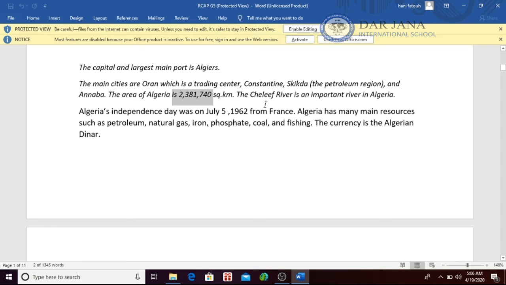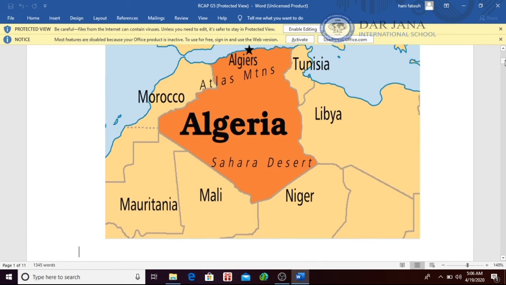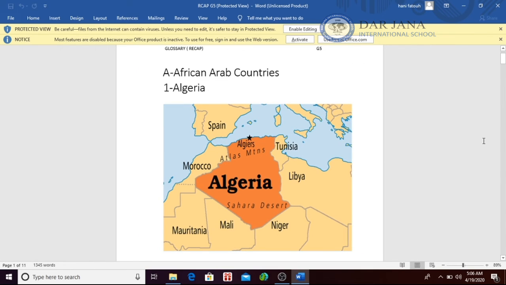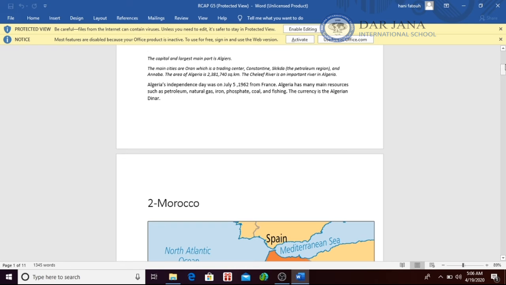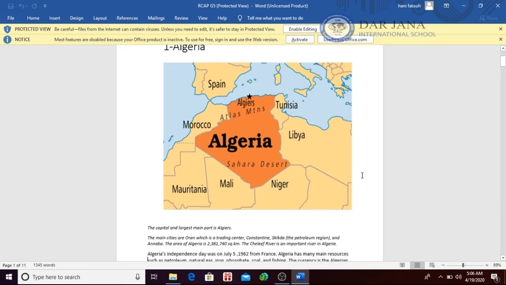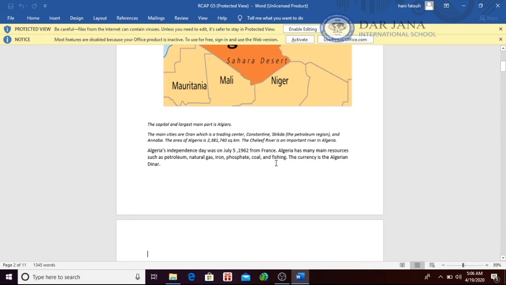Chelif is an important river in Algeria. So even if it's an African country, some people think that because it's in Africa, rivers are absent there, which is not correct. The rivers are there, even like the countries of Europe and of Asia. Still in Africa, some countries have rivers, and very important rivers as well. So we have the Chelif River.